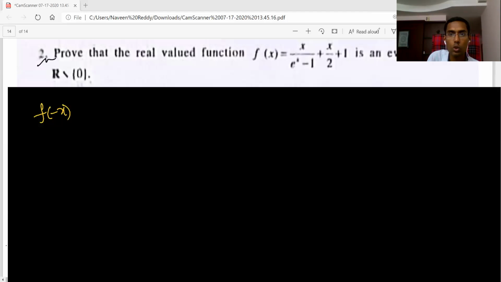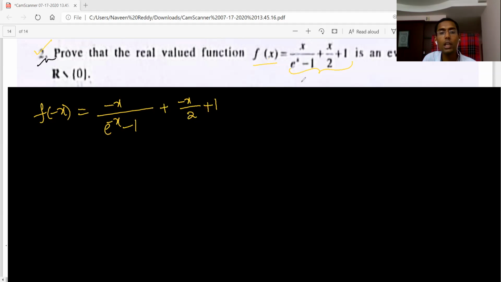Okay, so this is a question now. Prove that the real valued function f of x equal to this thing is an even function. So you take f of minus x. In the place of x, you have to put minus x. So here minus x by e power minus x minus 1 plus minus x by 2 plus 1. This is the question now. So this one you have to do.